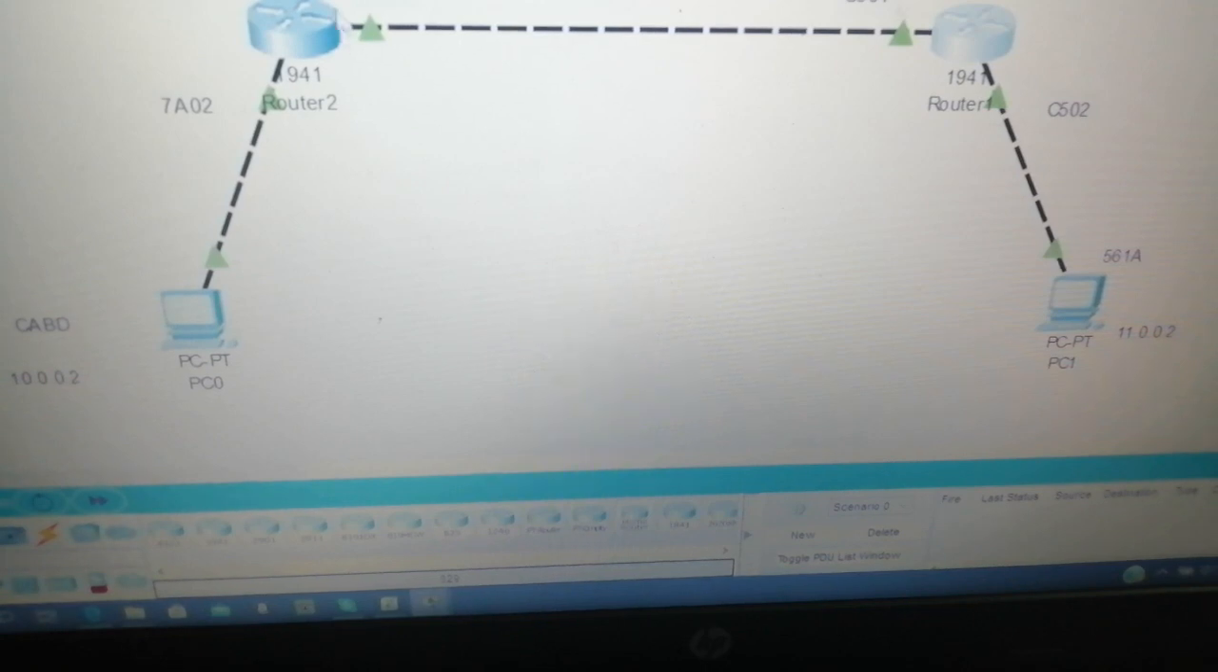There may be 10 routers connected to this device and 15 routers connected to this one. So at that time, sending the packet to the right destination is important, and it is done by using routing tables.